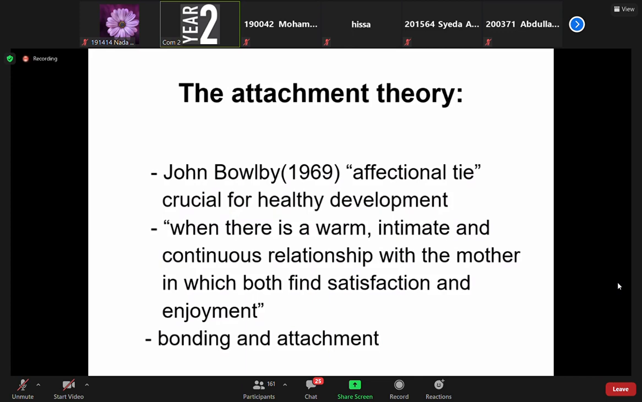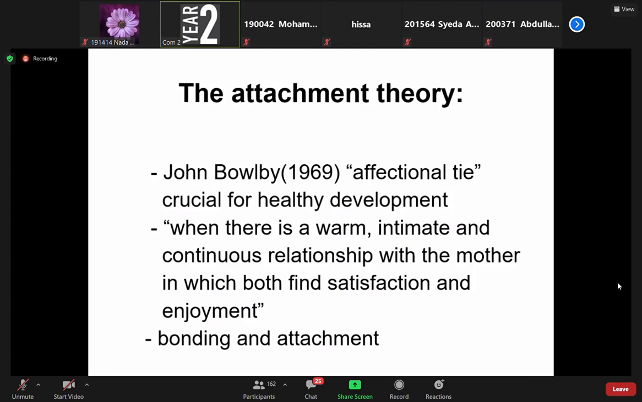So events that happen to you in your life go into this pool, and then they give you that sense of, it was great, could have been better. Oh, I definitely want to do something different with my own children. Okay, so all of us have that sense. So Bowlby talks about attachment. He's kind of the father of attachment theory. He says that this affectional tie between mom and baby is really crucial for healthy development.